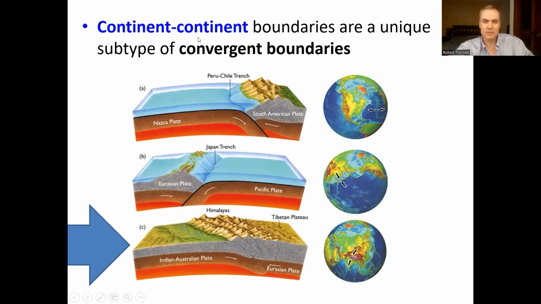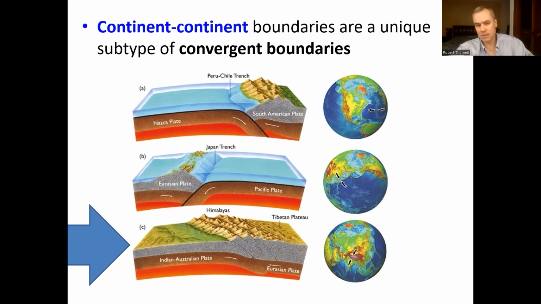So these are the continent-continent boundaries. So there's no ocean involved. You see the top one, we had ocean-continent, there was an ocean there. The middle one, B, we had ocean-ocean. But the bottom one, C, we have two continental plates coming together, and there's no ocean involved.